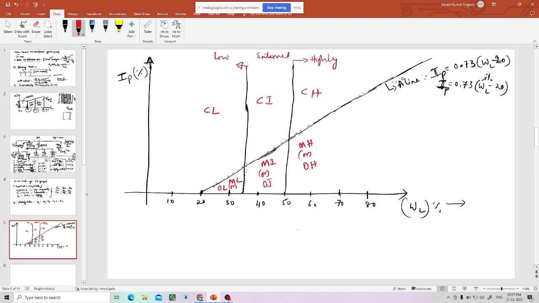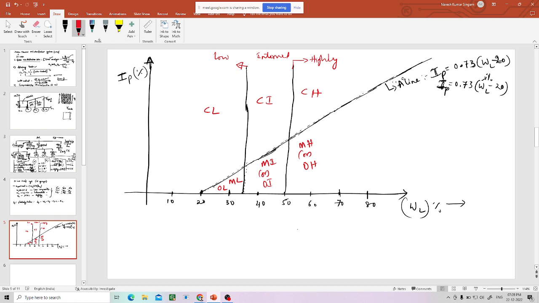Now you cannot differentiate between silt and organic. If it is falling below the A line, you can just use ML, MI, MH instead of OL, OI, OH. Okay, you can use ML, MI, MH only. No need to use OL, OI, OH. Now you know how to divide into clay and silt by using this line.